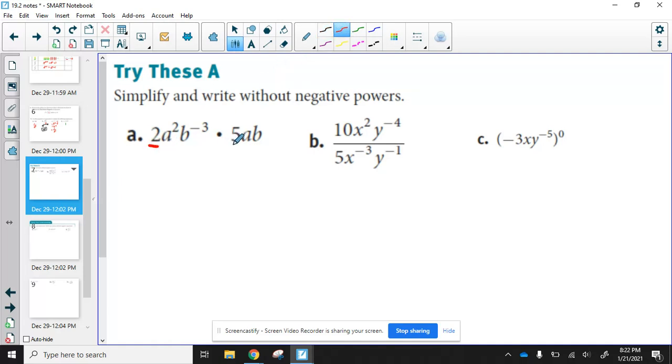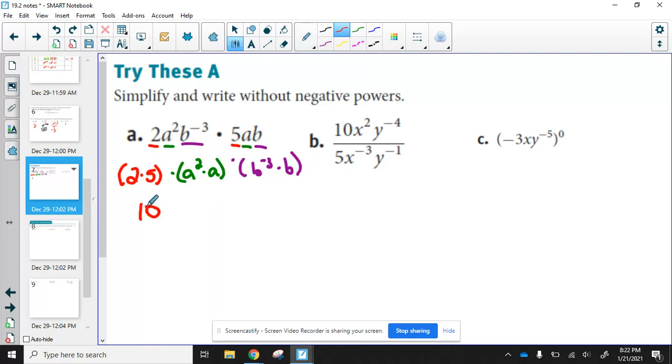So again, when doing these problems, we have multiplication. First, you want to look at your coefficients and split them. So we have 2 times 5, put those in parentheses. And then next we have a's here, like bases of a, so we have a squared times a, put those in parentheses. Then lastly, we also have the like bases of b's, so we have b to the negative third power times b. And we know with multiplication that we are adding our exponents, but first let's simplify our coefficients.